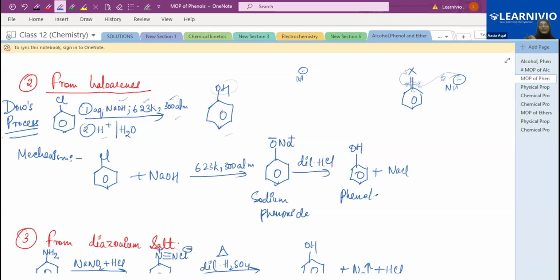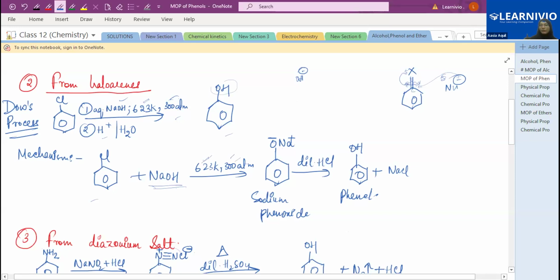Now see the mechanism of this reaction. This is a chlorobenzene. Now you treat it with sodium hydroxide. What will happen at this temperature and pressure? At quite high temperature and pressure, this will form a sodium phenoxide ion, O minus and Na plus. This is sodium phenoxide.